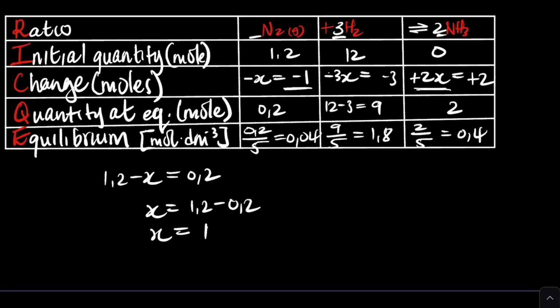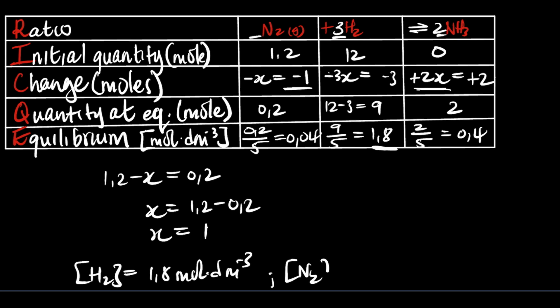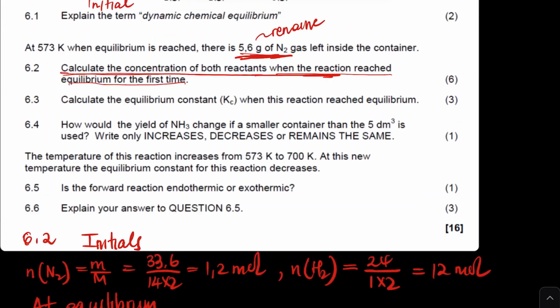Now the question wanted the concentrations at equilibrium. So you will say the concentration of hydrogen, which is this, is 1.8 mole per dm3. And then the concentration of nitrogen at equilibrium is equal to this amount, 0.04 mole per dm3, right? Now let's continue with the questions.